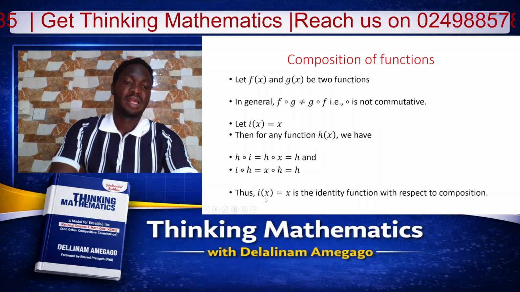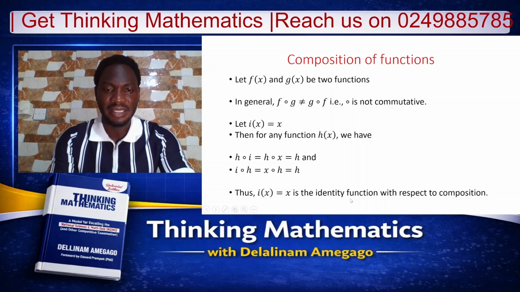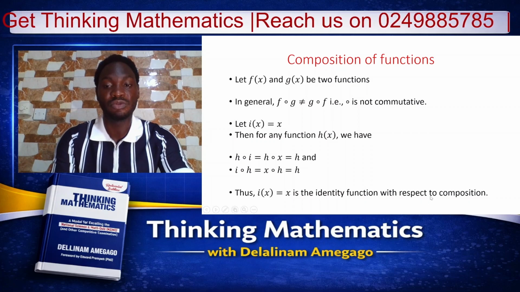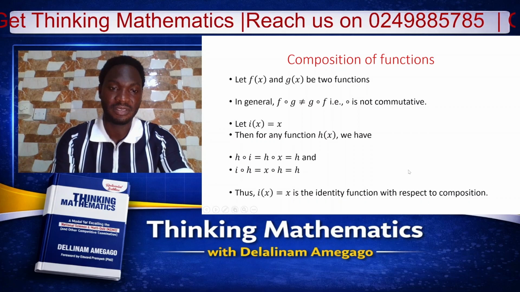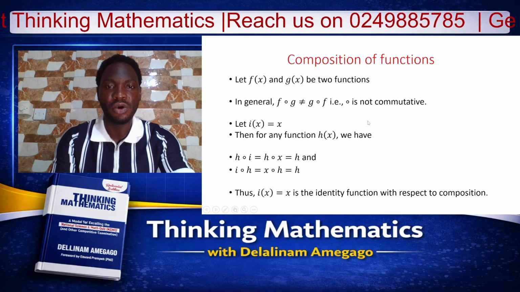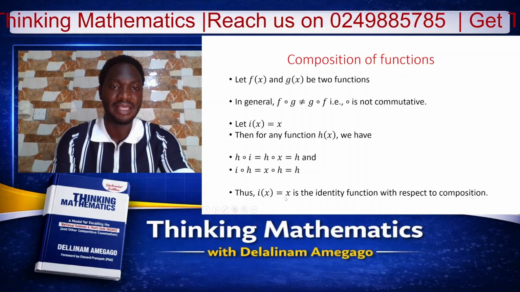Thus, the function I of x is the identity function with respect to composition of functions. So again, we have seen a non-commutative operation having an identity element.